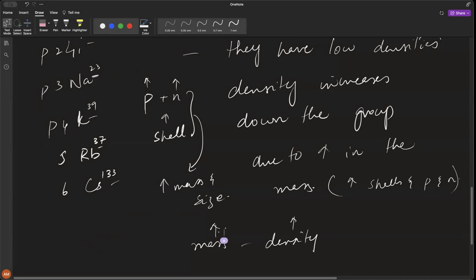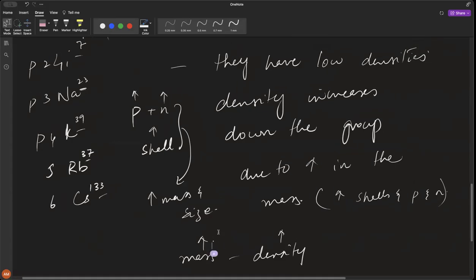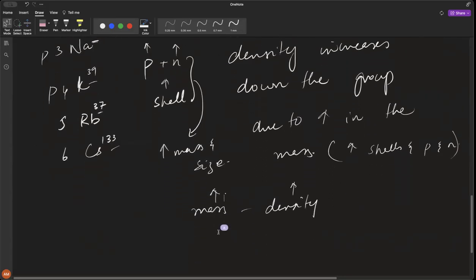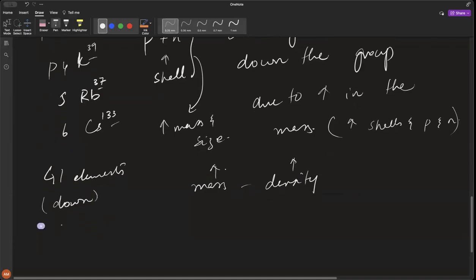So how can we predict a melting point and the density and the size by knowing them? We know as you go down the group, the size and the mass increases. And as you go down the group, what is going on in group 1 elements? If you're going down, what is increasing? Mass.